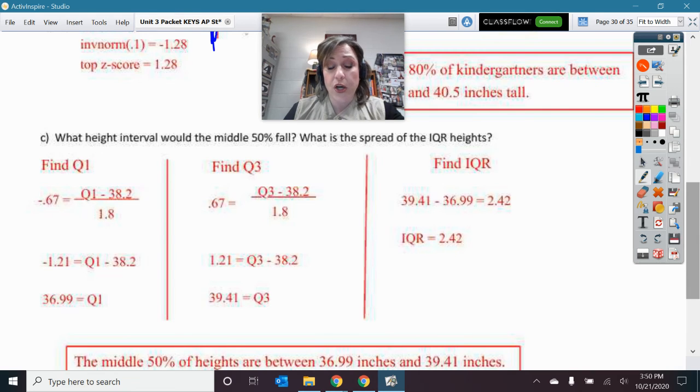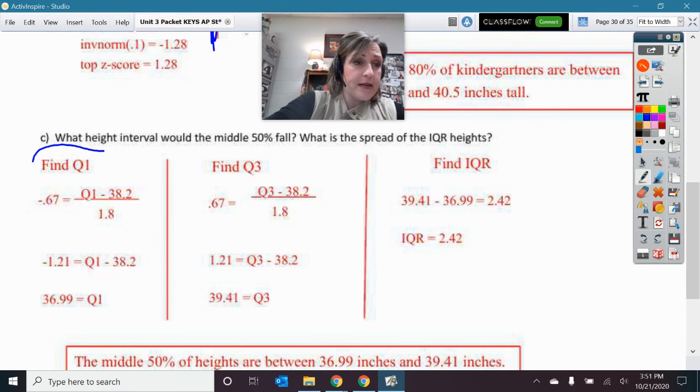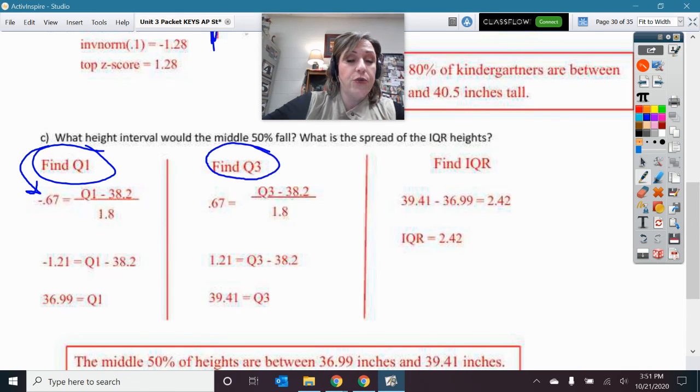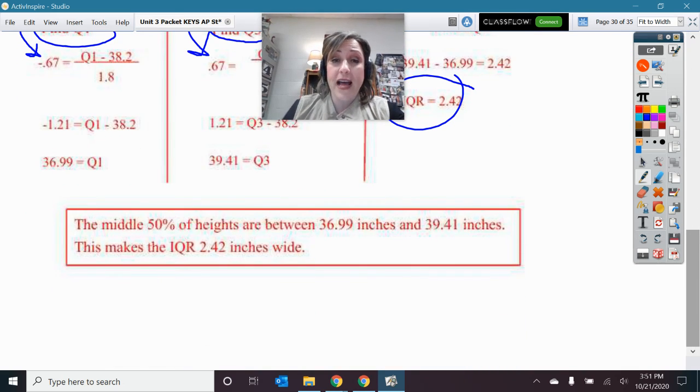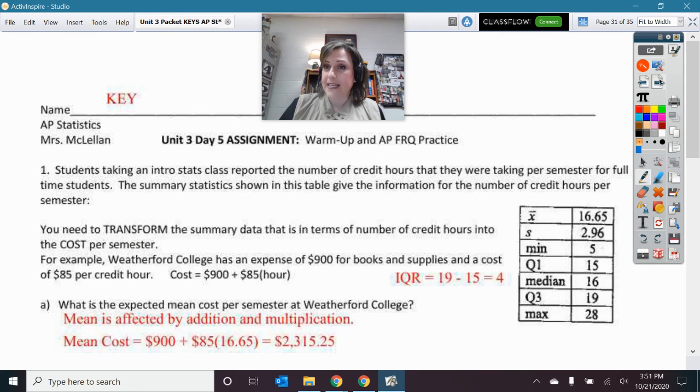Okay, IQR. Again, it will take your 3 steps. First, find your Q1 using a z-score of negative 0.67. Then find your Q3 using your z-score of positive 0.67. Then subtract to get your IQR, so that the middle 50% of heights for children are between 36.99 inches and 39.41 inches. Oh, and that makes the IQR 2.42 inches wide. Is that everything? That is.